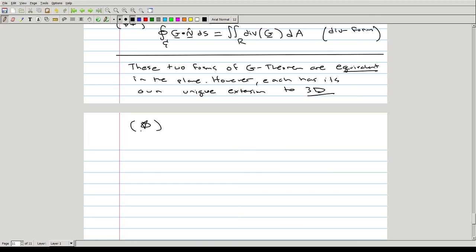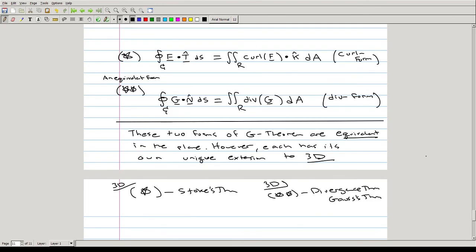The first form is called, in 3D, Stokes theorem. And in 3D, the second form is called the Divergence theorem, or Gauss's theorem. And they're both very special, much more general theorems that help us very much when simplifying and when going through and computing integrals.